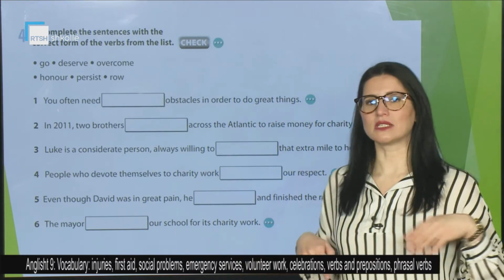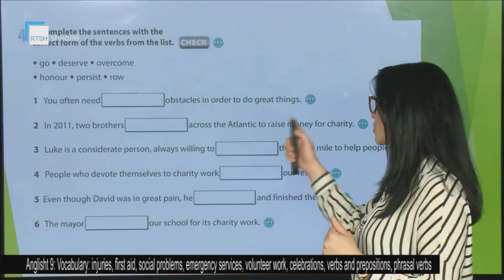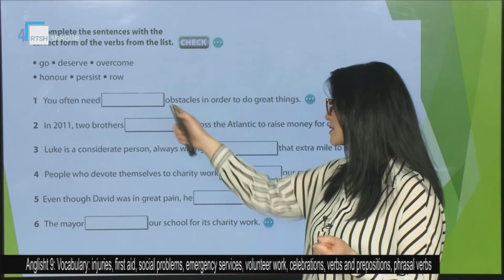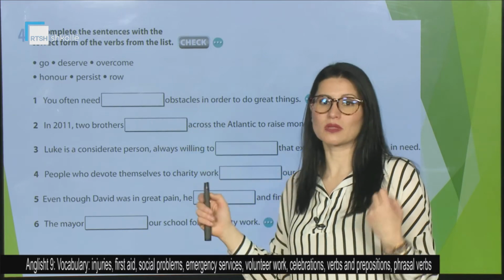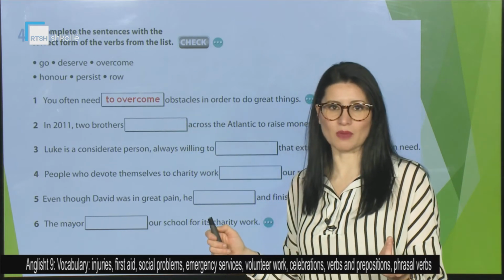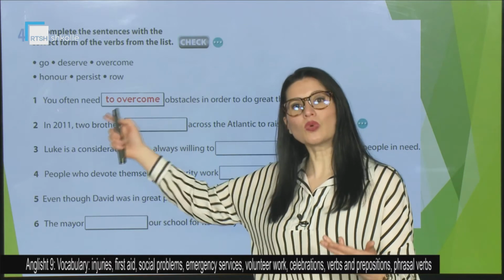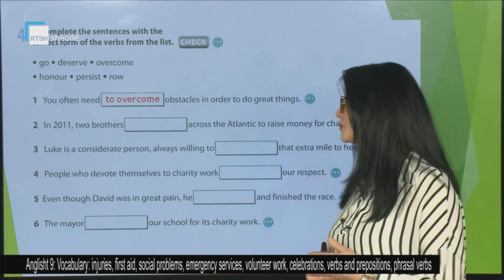You often need to overcome obstacles in order to do great things. So what is that phrase that completes or that best fits with the word obstacles? It is overcome obstacles, right? But in this case, we need to say to overcome obstacles.